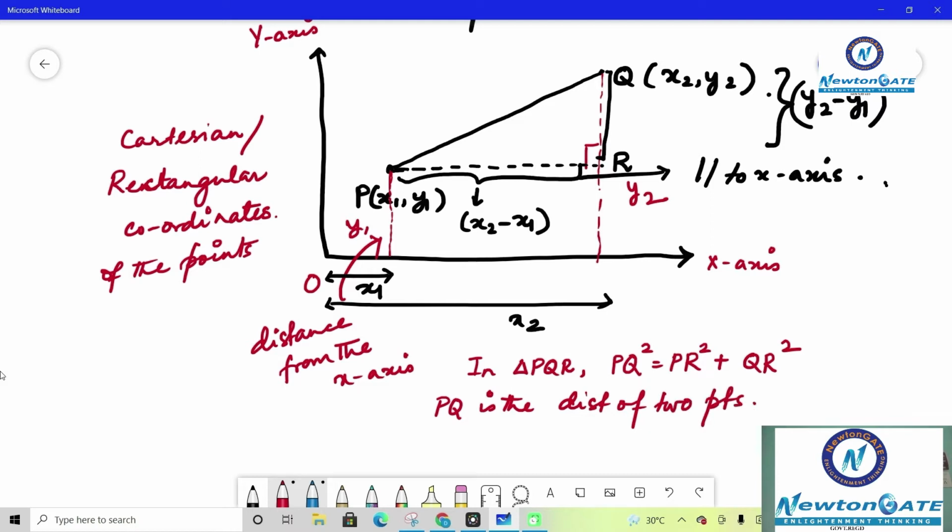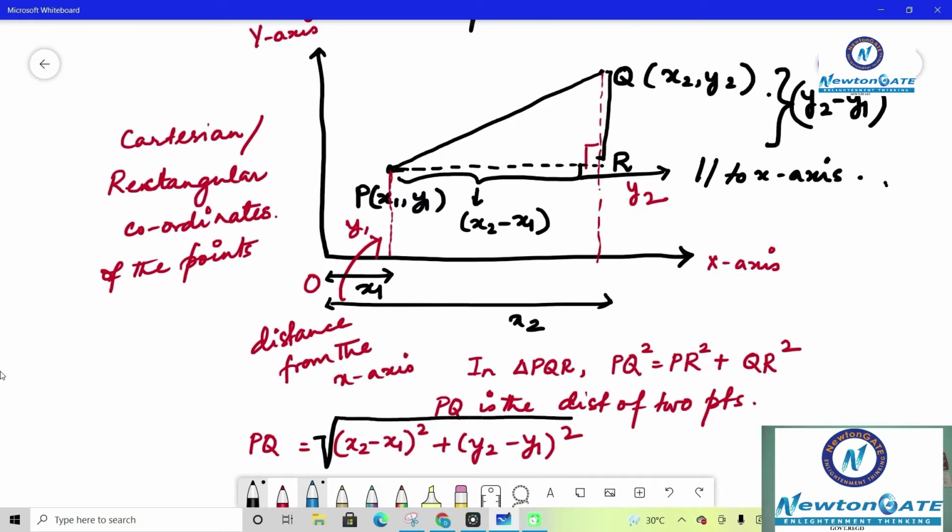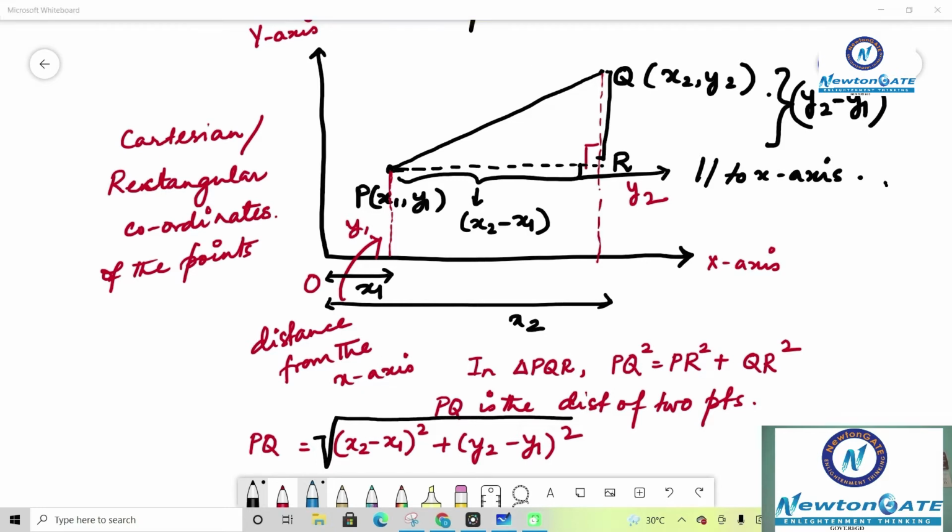Now, let's put the values. PQ square is equal to PR square plus QR square, or we can say x2 minus x1 whole square plus y2 minus y1 whole square. So, taking the square root, we get PQ, or the distance between 2 points, as the square root of x2 minus x1 whole square plus y2 minus y1 whole square. So, this was the distance between 2 points in a straight line.